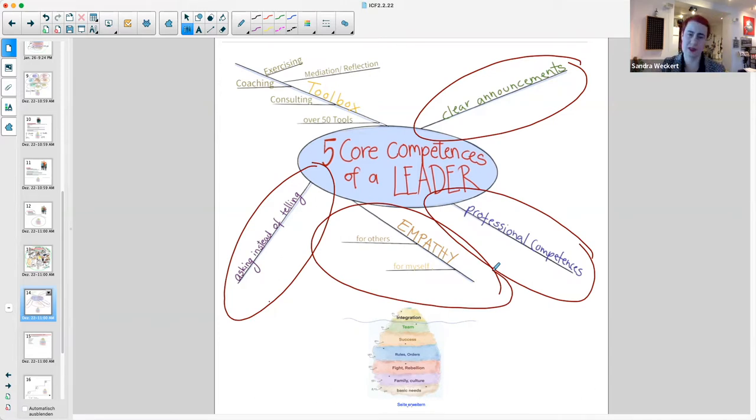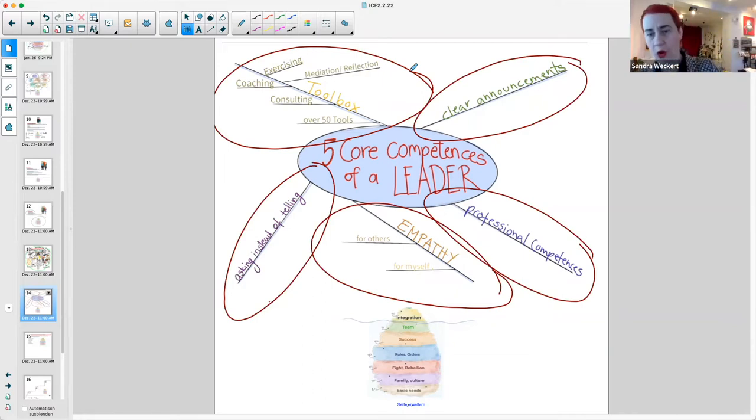Both directions. And of course, for leading, you have to have a toolbox, very well structured and very well trained, with lots of coaching and exercising and meditation and reflection in order to develop more and more and more. And this is a process which will never stop. Lots of tools in order to lead.